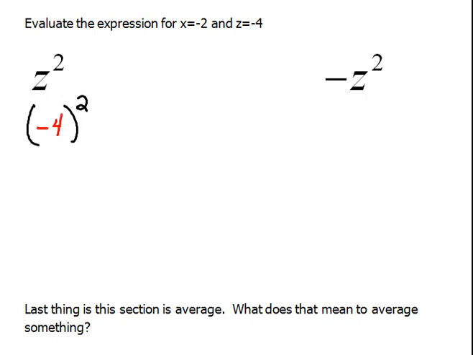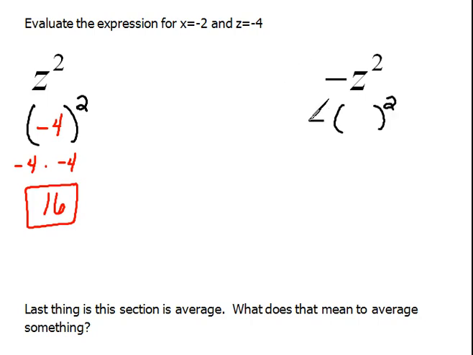Now, z is supposed to be -4, so I can replace that z with -4, and this literally now says -4 times -4, which is 16. Now, be very, very careful. This looks very similar to the first problem, and because of using negatives and positives, you absolutely have to write it out properly.